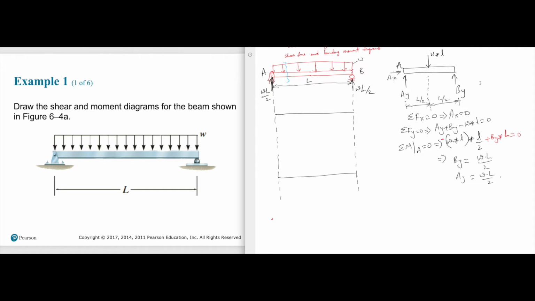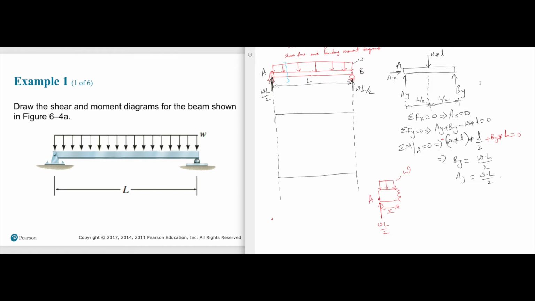So it'll look like this. So you have a cut, and remember, when you make a cut, you still have the distributed load W, but only acting on length X. And on the leftmost you have WL over 2, isn't it, at A?